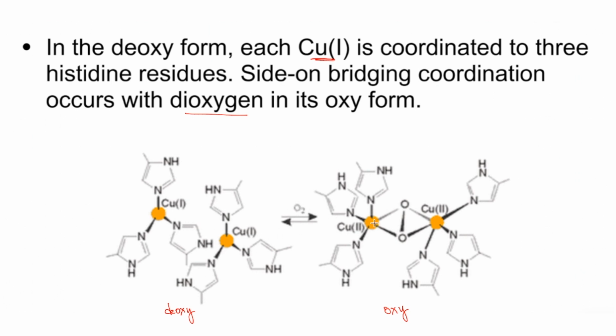In the oxy form, they are going to form a side-on bridging with the dioxygen, and that's how the oxy form of hemocyanin is going to be formed, right? So basically the active site contains this unit, okay, and this is attached to 3 histidine units.